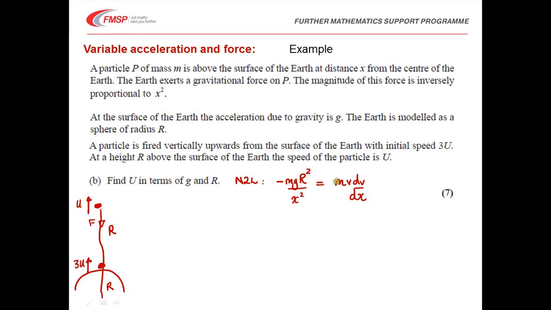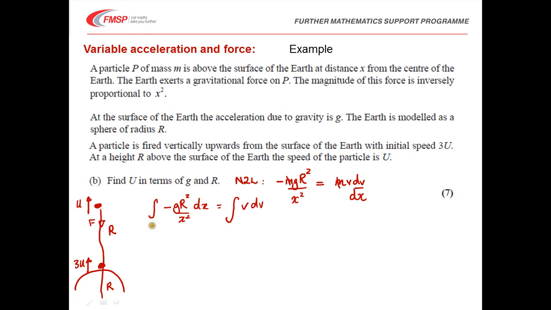We can simplify this to give us our equation of motion just by cancelling out the masses, and we're then going to separate and integrate in order to be able to solve this equation. Everything to do with x can come onto the left hand side, so I'm going to write that as minus gr squared over x squared dx, and on the right hand side I'm integrating v with respect to v. Again, I'm going to put limits on here. If you choose to, you can do this using constant integration.